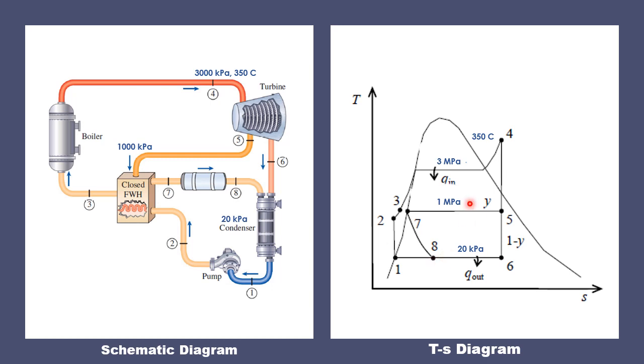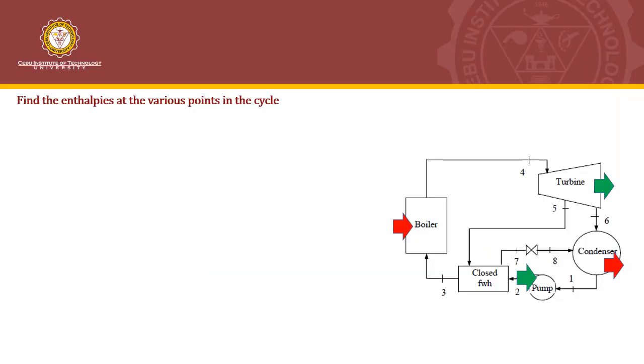We also have 3 operating pressures. The pressure of point 2, point 3, and point 4 is 3 megapascal. The pressure of point 7 and point 5 is 1 megapascal, and the pressure of point 1, point 8, and point 6 is 20 kilopascal. So now that we have the schematic diagram and TS diagram, we can use that in determining the enthalpies at the various points in the cycle.